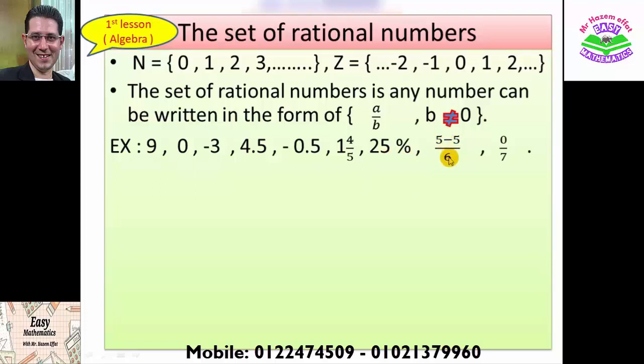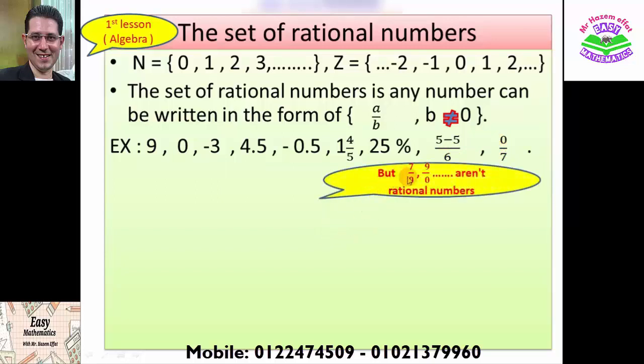0 over 6 here is a rational number, 0 over 7 is a rational number. But in this case, 7 over 0 or 9 over 0 or any number over 0 are not rational numbers. Why? Because I told you before in this definition, it is a fraction, but the denominator must be not equal to 0.